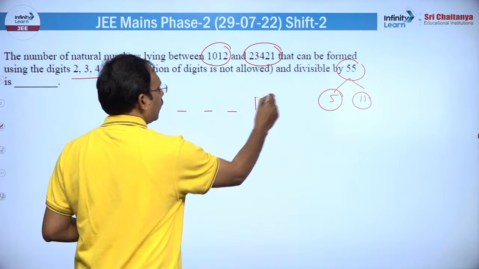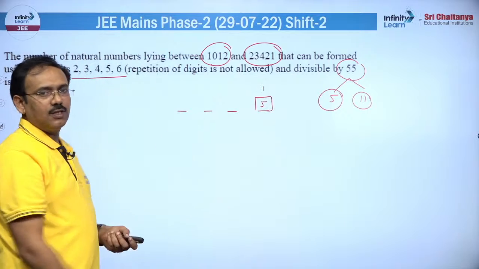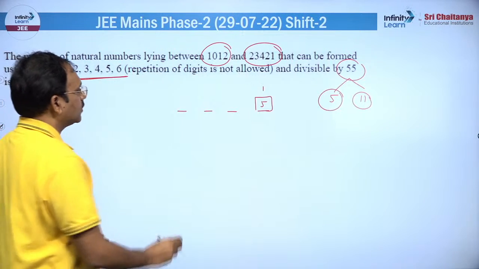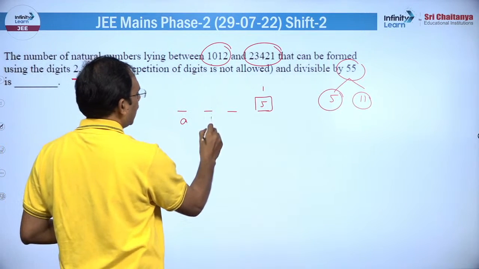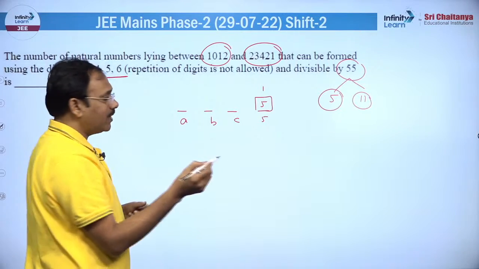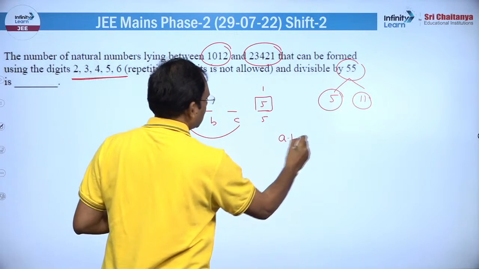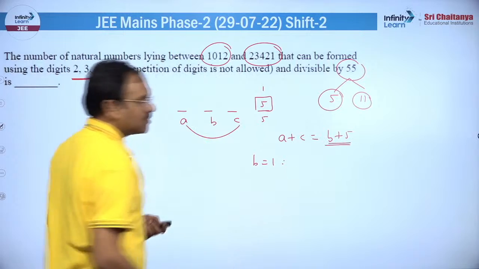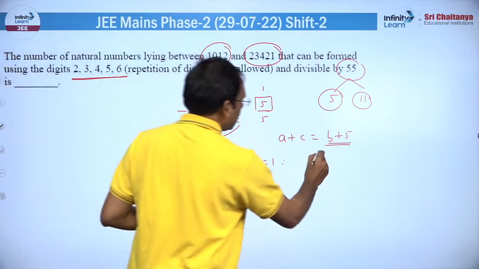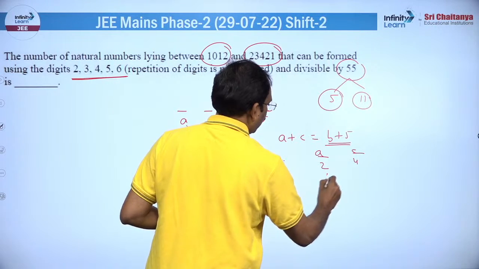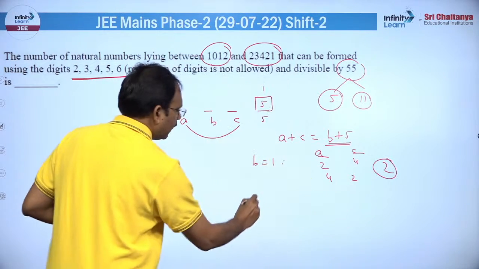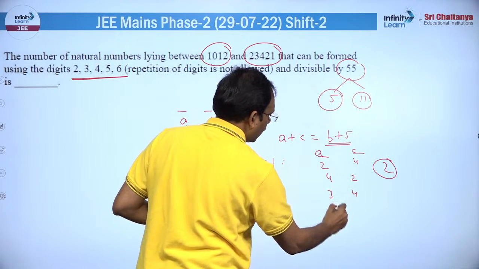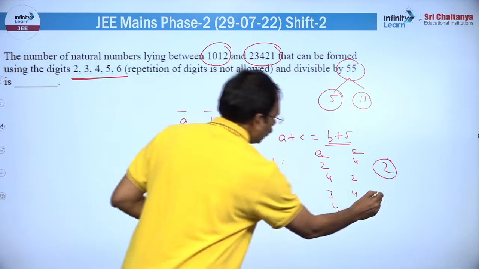Since divisible by 5, the only possible digit here is 5, 0 is not there. So, other 3 digits must be filled with these. Now, suppose let me call these digits are A, B, C, 5. For divisibility by 11, A plus C must be equal to B plus 5. Simply put B is equal to 2, this is 7, this can be 3, 4 or 4, 3, that is the other possibility, 2 more cases.